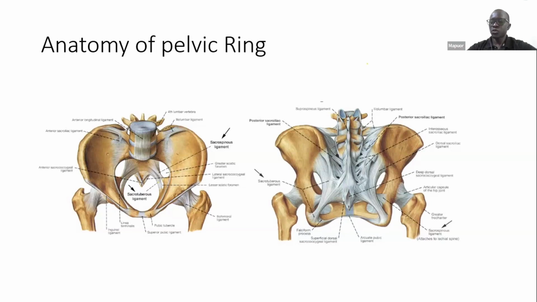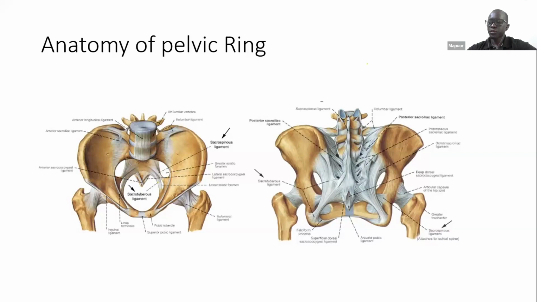When you go down to the pelvic floor, we have the pelvic floor ligamentous complex. These are the sacrospinous ligament, which is oriented in a transverse manner, and it resists external rotation.